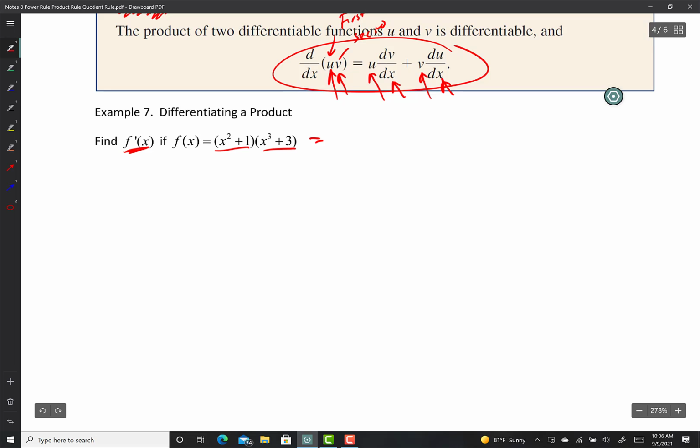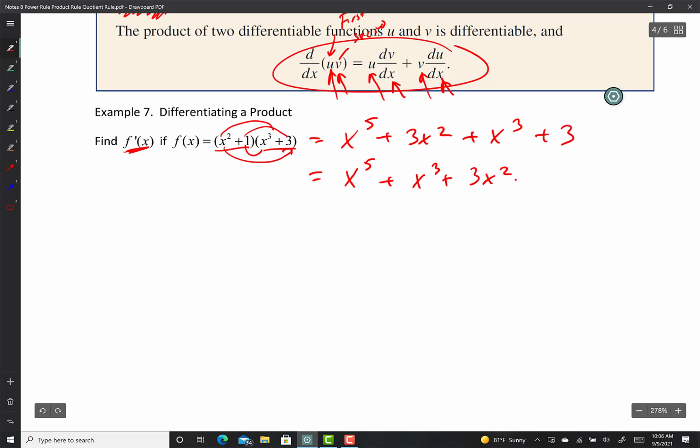All I'm doing, I'm not taking the derivative, guys. I'm just distributing. X squared times x to the third, x to the fifth. X squared times 3. Perfect. 1 times x cubed. And then 1 times 3. And if you want to put it in order, usually you put it in order with the highest degree. X to the fifth plus x cubed plus 3x squared plus 3. Are we okay? All right.